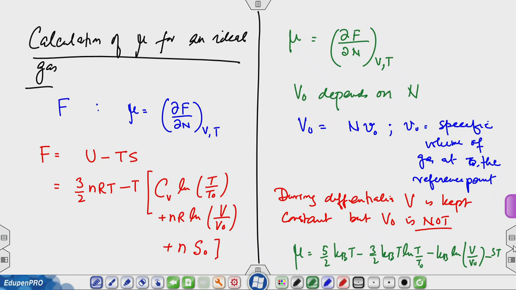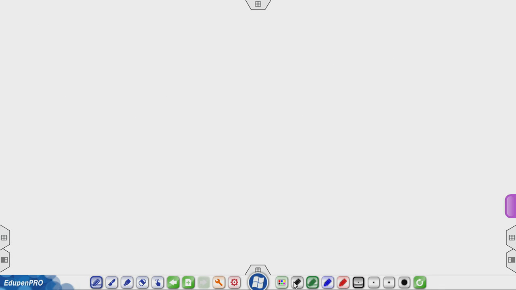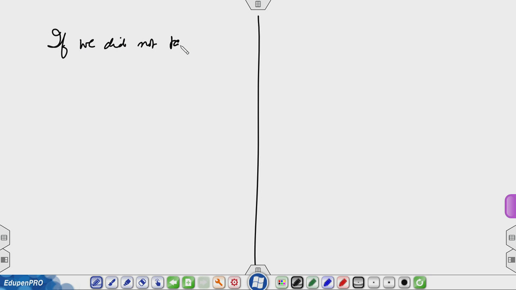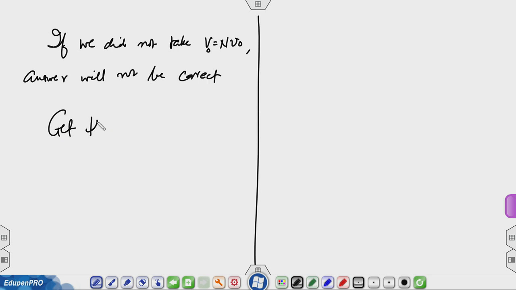Now, if we did not take that V0 equals NV0, there will be a problem. If we did not take V0 equals NV0, the answer will not be correct. And I want you to get that wrong answer. So get the wrong answer.